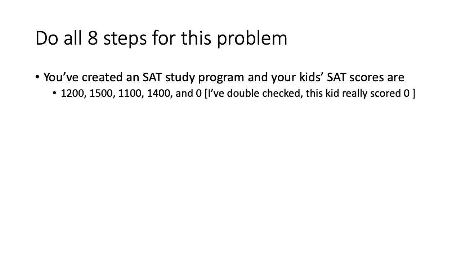You have a 1,200, a 1,500, 1,100, a 1,400, and a 0. I gave you some pretty easy numbers for your first one-sample z-test. The population mean and population standard deviation are the same as they were for my problem, okay? And this 0 score, you have a 0 score in there. I've double checked it. It's real. This kid really scored a 0, so it's not an impossible score. I don't know how this kid scored a 0, but they did. So now what you have to do is go through all the steps.